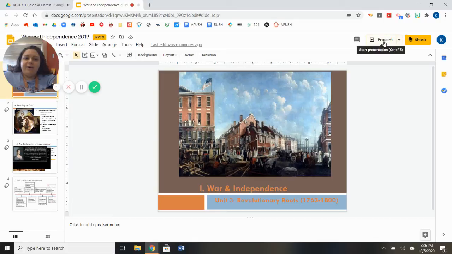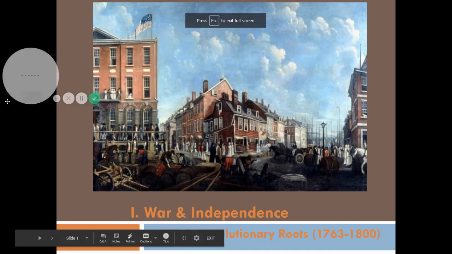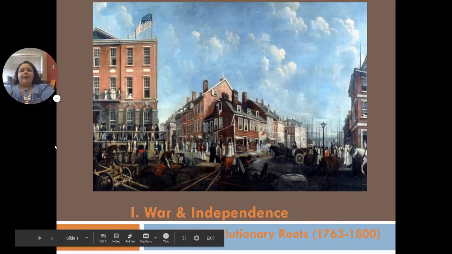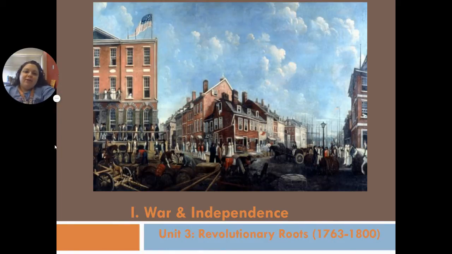Hey y'all, it's Miss Brett again here to start off Unit 3, which is the American Revolution. And with this unit, the American Revolution, we definitely start to see some familiar terms and some familiar events, especially from 8th grade U.S. history.